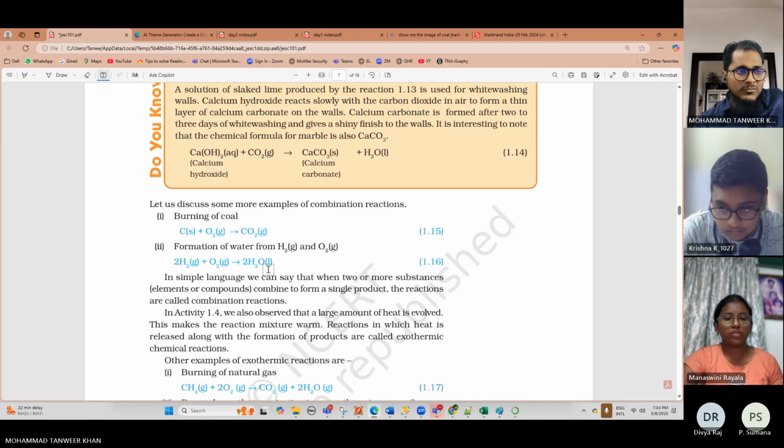See, if you have written two here, it means this two is for hydrogen, this two is for oxygen as well, both. Don't think that this two is only for hydrogen. This is for oxygen as well. Okay, got it? Yes, sir.